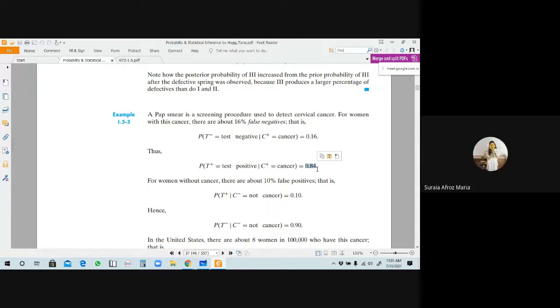Yes, sir. The next line: for women without cancer, C minus, there is about 10% false positives. No cancer, but after testing, the test will be positive. So this will be T plus given C minus. This will be 10%, and 10% means 0.1. Is it right? So from here, tell me the probability of T minus given C minus. This will be 1 minus 0.1, that will be 0.9. Is it right?